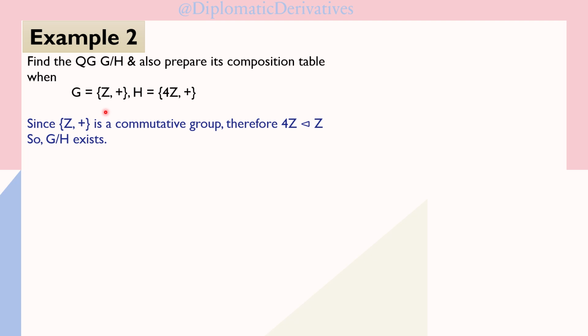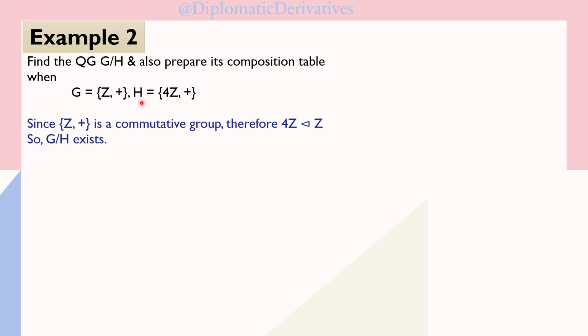For any commutative group, all the subgroups are going to be normal subgroups. If you have a commutative group, that is an abelian group in other words, the subgroups are always normal subgroups. So here also, since Z is a commutative group, it's an abelian group, therefore H is a normal subgroup. Therefore G by H will exist.